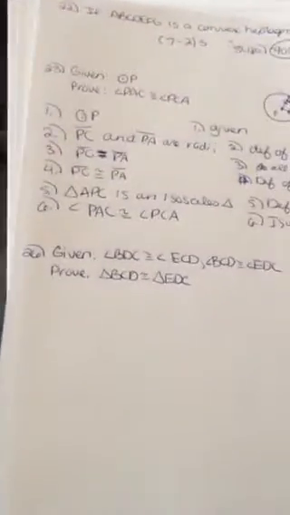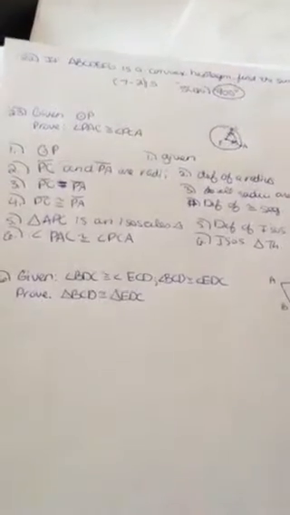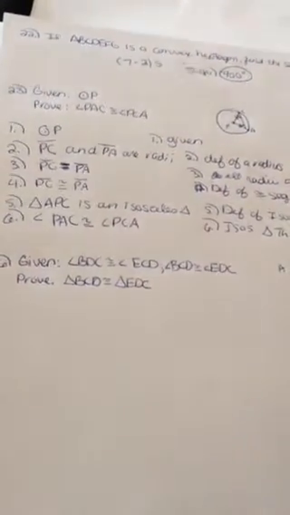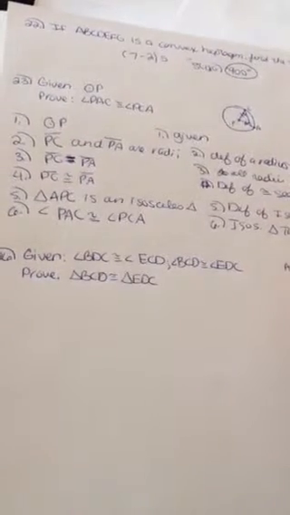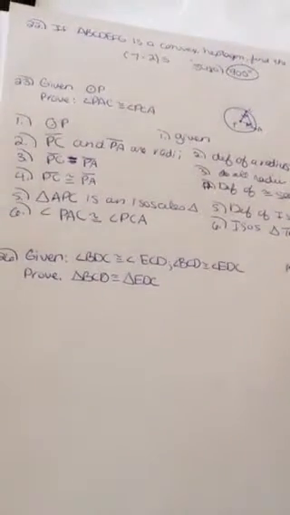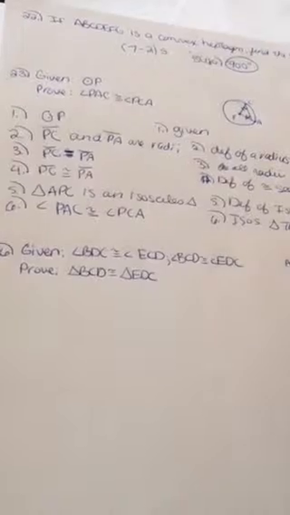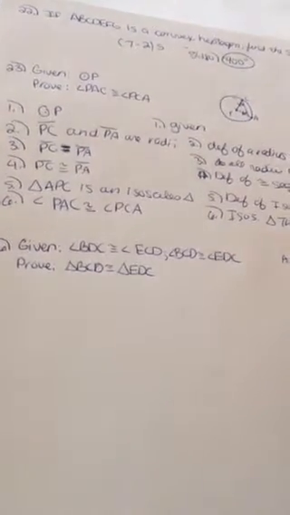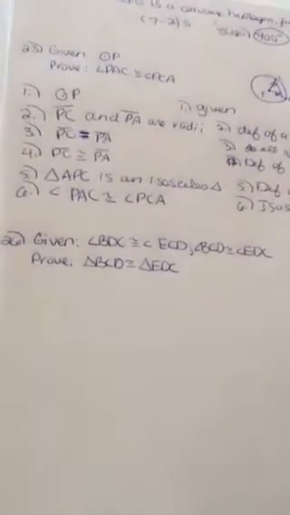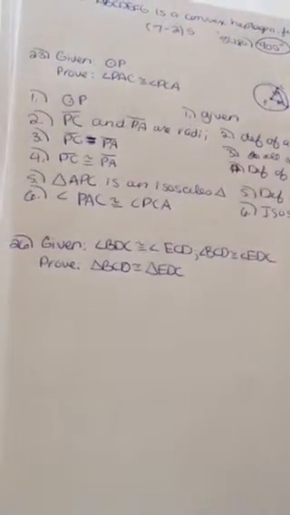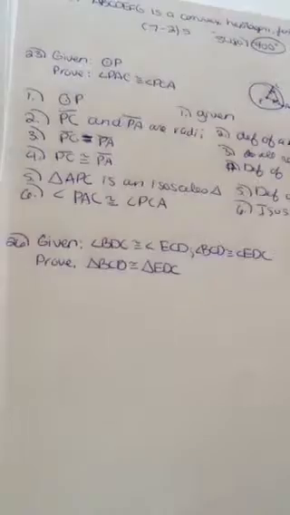All right, now we have number 26. We are given that BDC is congruent to ECD, and that BCD, all of BCD, is congruent to all of EDC. And we have to prove that BCD, the triangle, is congruent to EDC, the triangle.